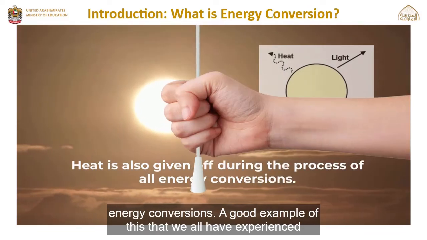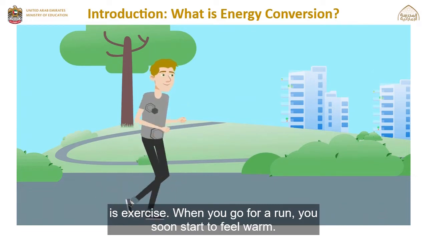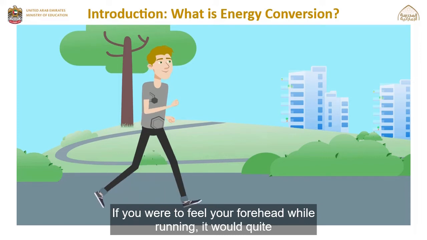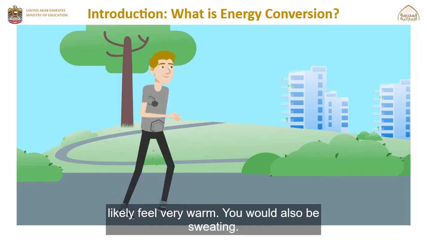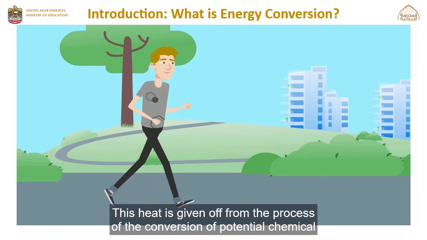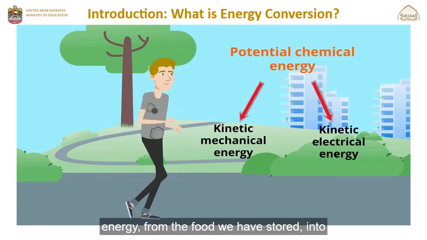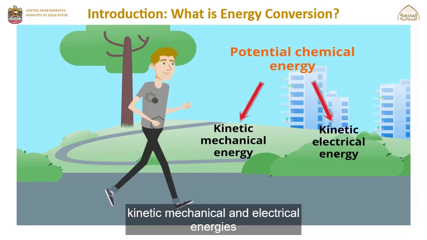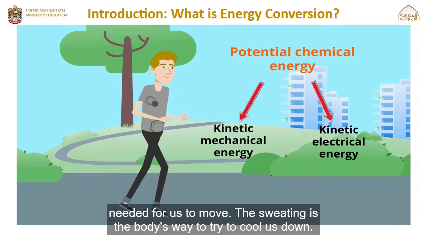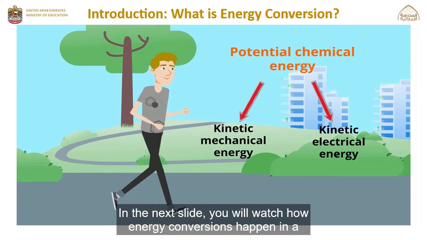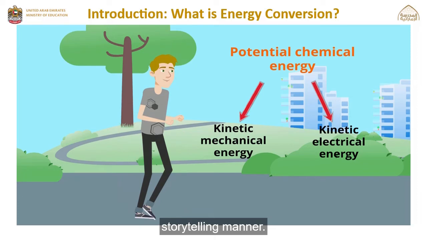A good example of this that we all have experienced is exercise. When you go for a run, you soon start to feel warm. If you were to feel your forehead while running, it would quite likely feel very warm. You would also be sweating. This heat is given off from the process of the conversion of potential chemical energy from the food we have stored into kinetic, mechanical, and electrical energies needed for us to move. The sweating is the body's way to try to cool us down. In the next slide, you will watch how energy conversions happen in a storytelling manner.